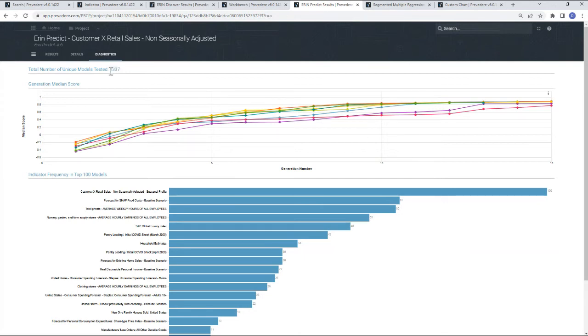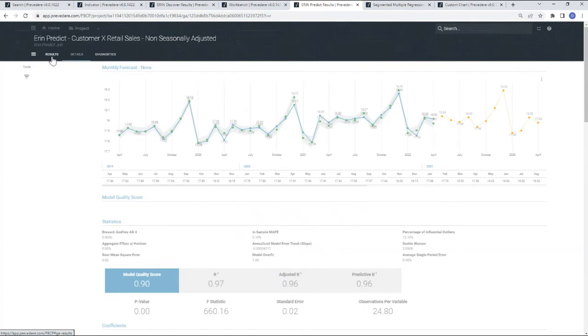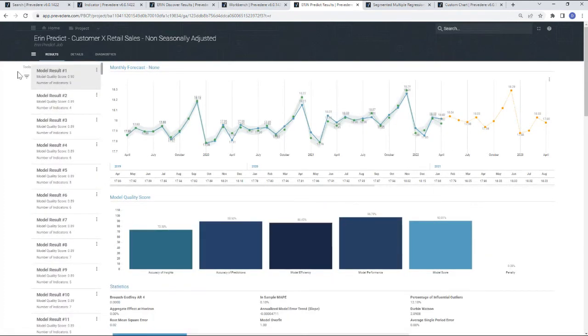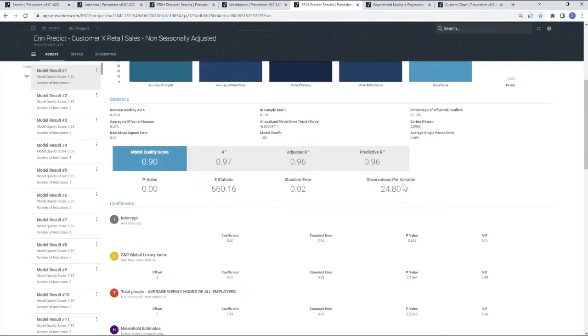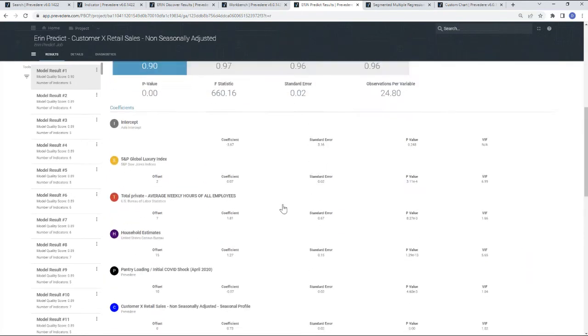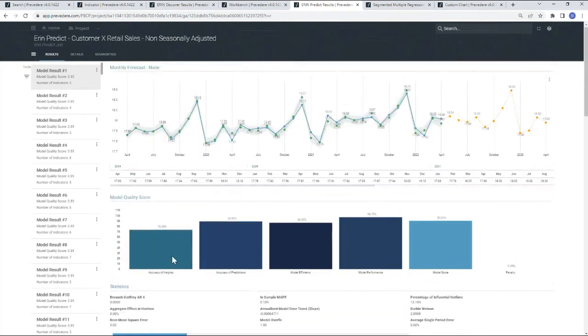So this example ran 1,337 unique models, many different back-tested data points within those unique models, and then ranked all 1,000 models with the number 1 model at the top. It is ranked by Prevedere's model quality score, which is made up of 40 plus different statistical criteria around the consistency, reliability, stability, and forecast accuracy of each of these predictive models. So this tells me that these 5 variables identified through our correlation engine with varying offsets or lead times come together to make the best model.